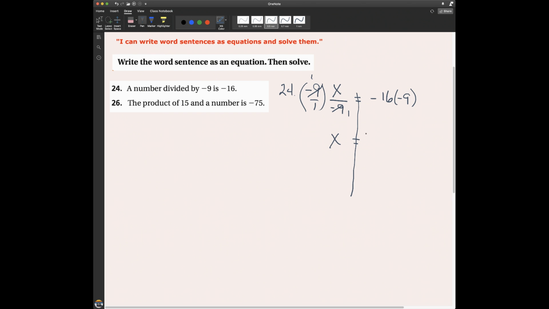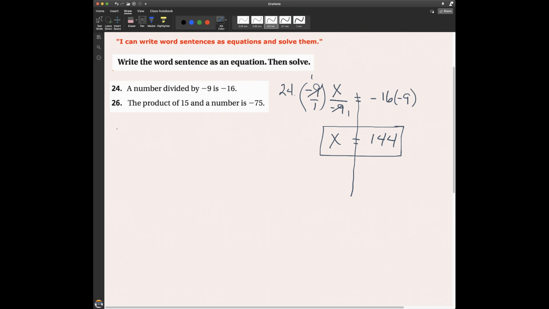-16 times -9, you can check that in your calculator, should be positive 144 because a negative times a negative is positive. And we're good. And if you want to check this, just in your calculator, take 144 divided by -9, and you should get -16. Okay, so that's how you can solve that problem.